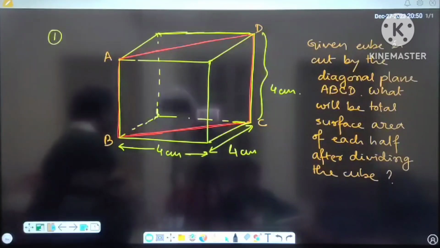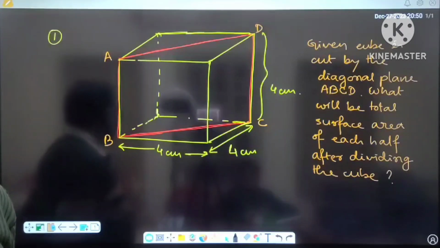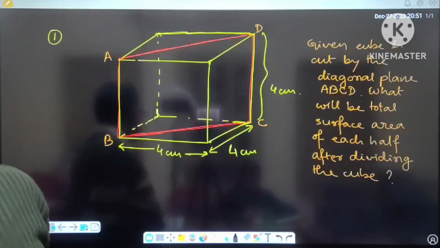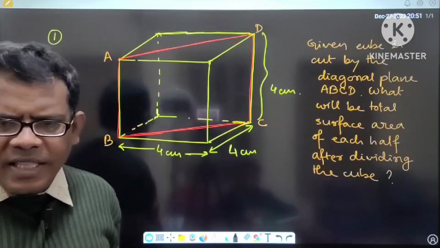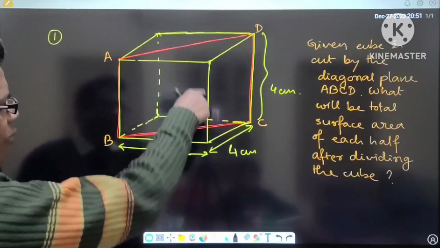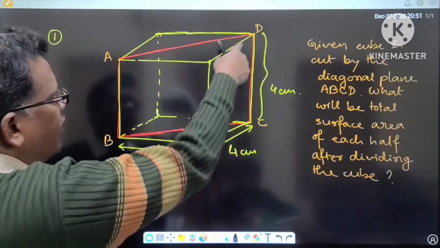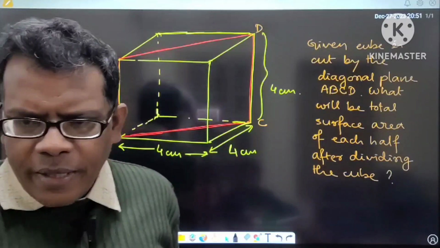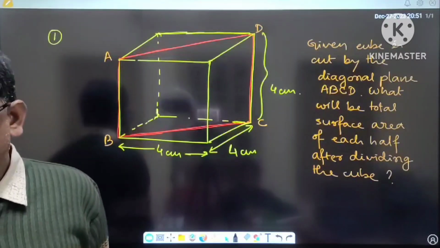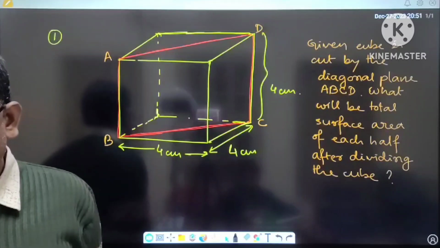Based on the portions found, how do you identify each portion with its faces, with its surfaces? Like in the case of a cube, we know that all the surfaces are square surfaces, right? In a cube there are 6 identical surfaces, yes or no? Each surface is a square plane, 4 into 4, 4 into 4, 4 into 4. So there are 6 equal square planes forming the total surface area of a cube.